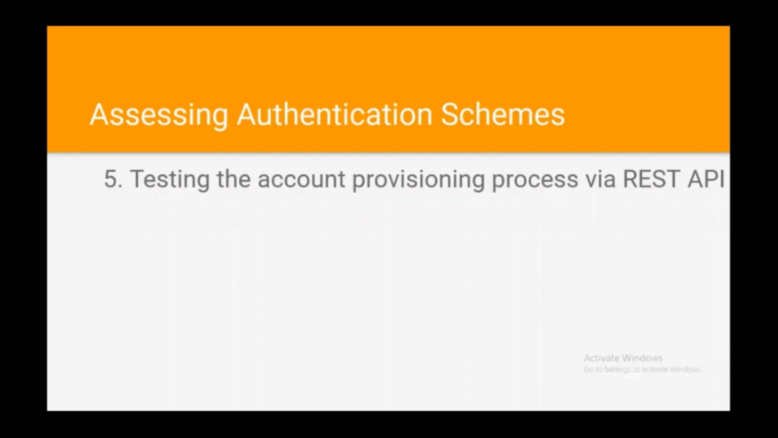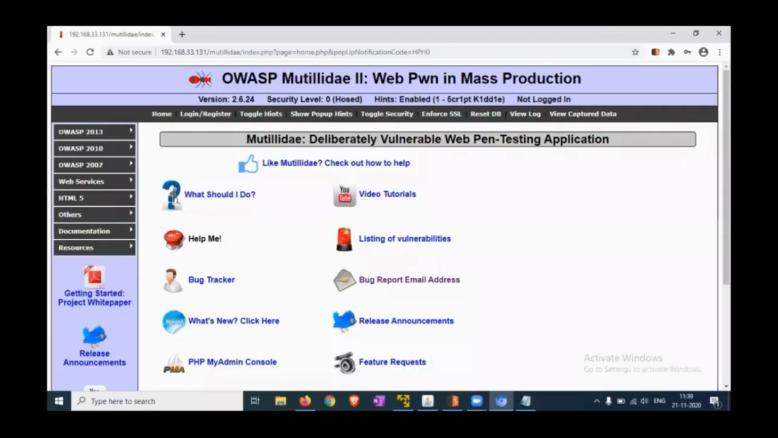Many times developers may not put the same authorization checks in place for API calls that are used in the UI portion of the application. So using the REST API call, we can get all the user information. Now we will check the account provisioning process via REST API. Let's do the practical for the same. Now, testing the account provisioning process via REST API.